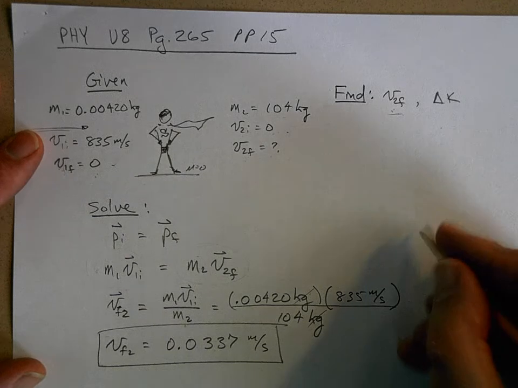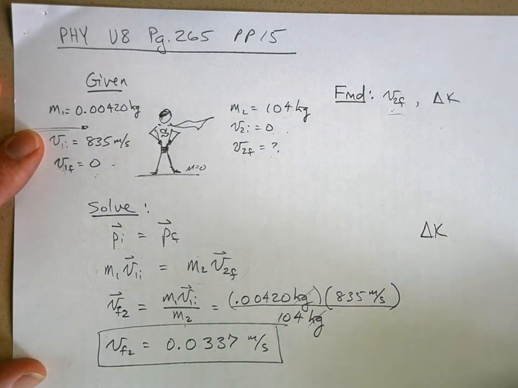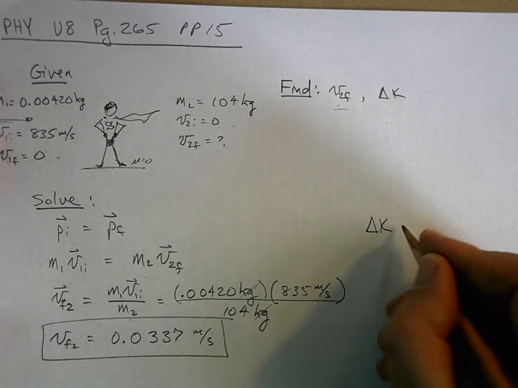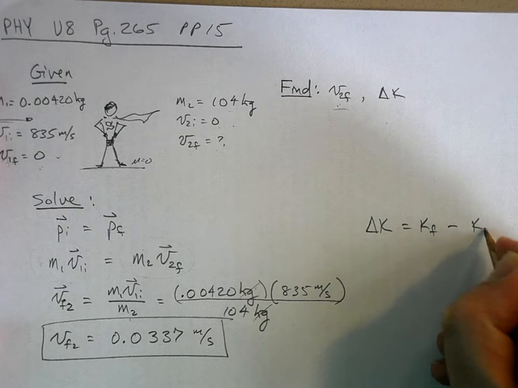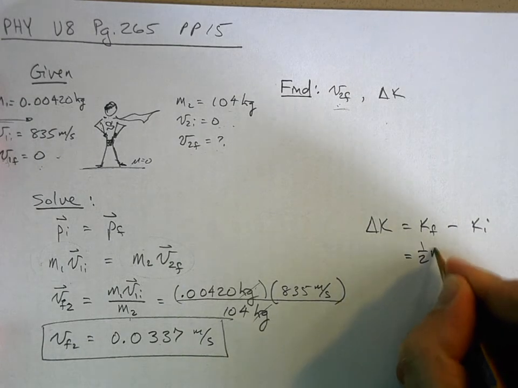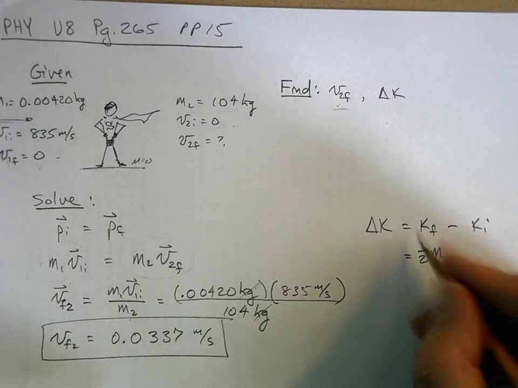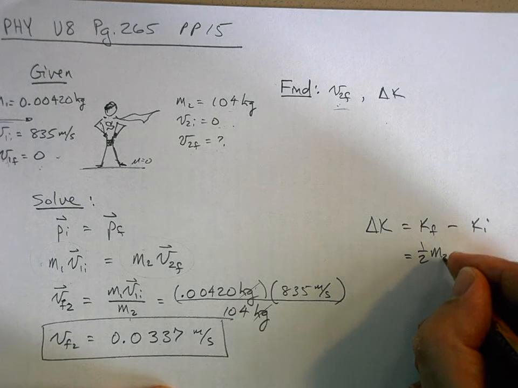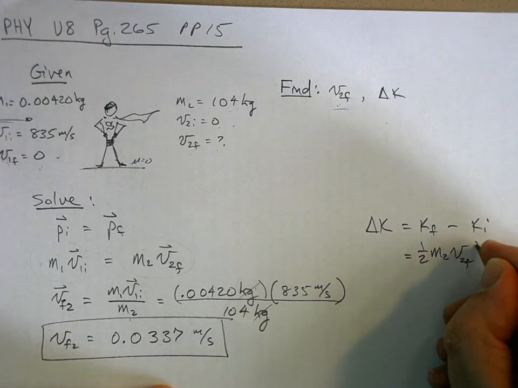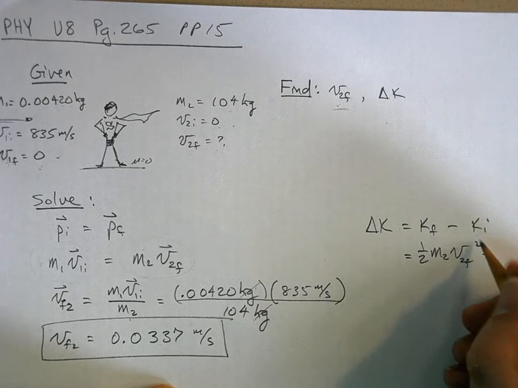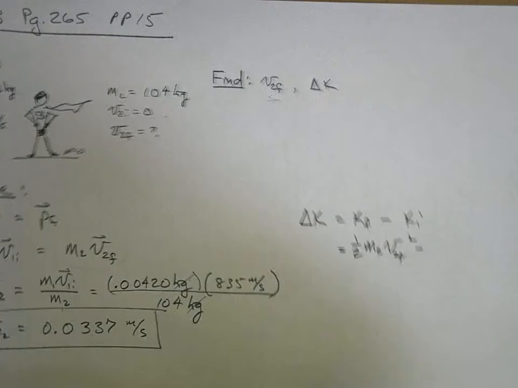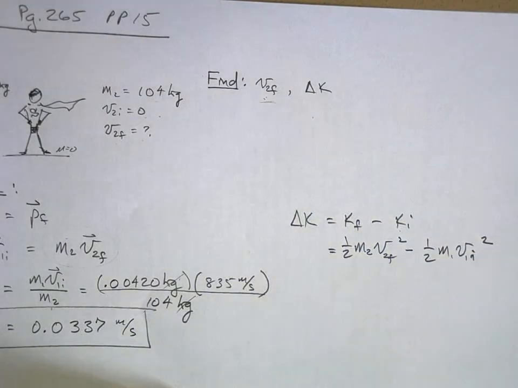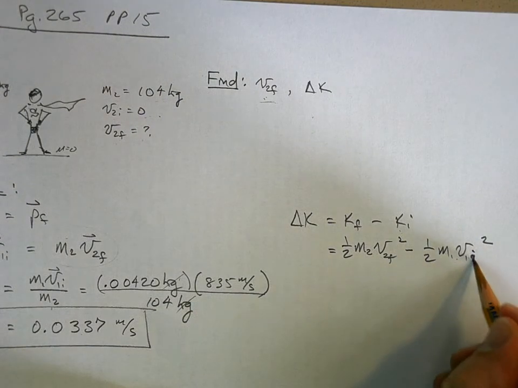Now, how much kinetic energy is lost? Delta K. Well, what is that? Delta K is equal to K final minus K initial. Well, that's 1/2 M. Where is all the kinetic energy at the end? It's all in Superman, because the bullet stopped moving. So 1/2 M2 V2 final squared minus the initial kinetic energy. Where is all the kinetic energy in the beginning? It's all in the bullet. 1/2 M1 V1 initial squared.